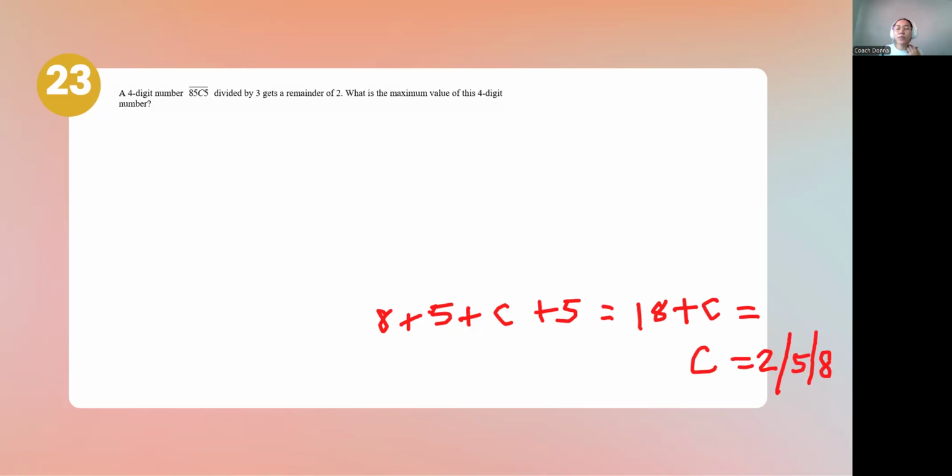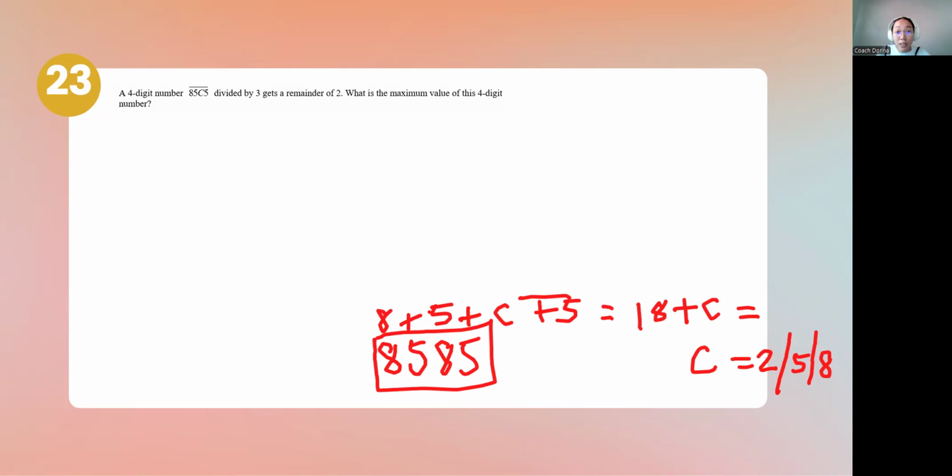All right, so that we get a number that, when divided by 3, gives a remainder of 2. Just like 18 plus 5 is 23. 23 divided by 3 is 7, remainder 2. So we still have a remainder of 2. So yeah, we could have 2, 5, or 8, but we want the maximum value. So we will have 8, 5, 8, 5. All right, so that's it for our answer for number 23. Let us proceed to the next number.